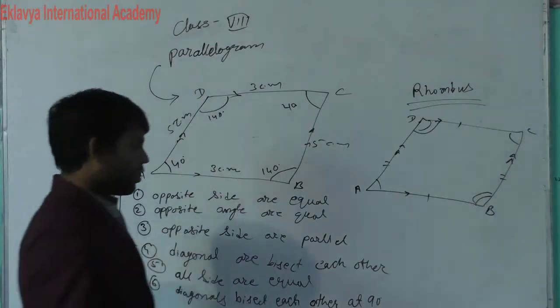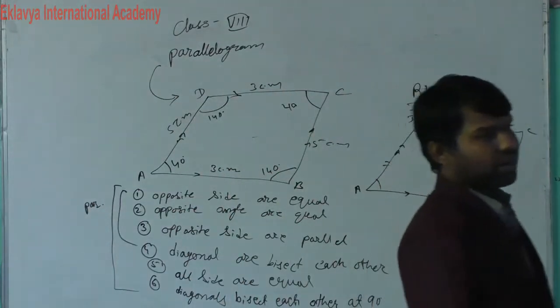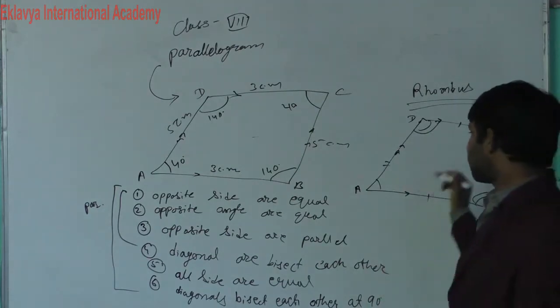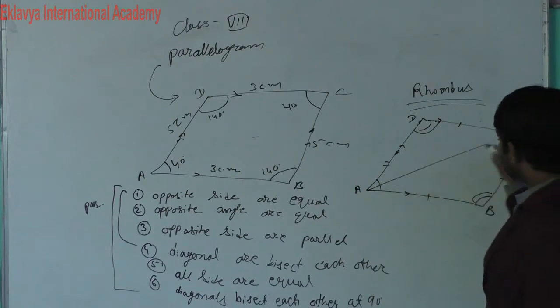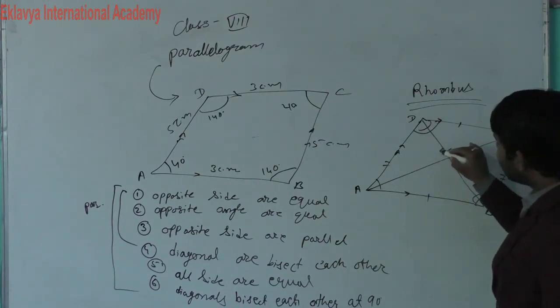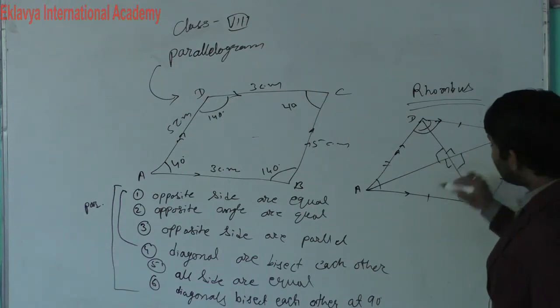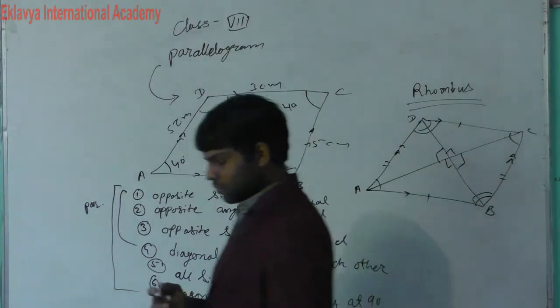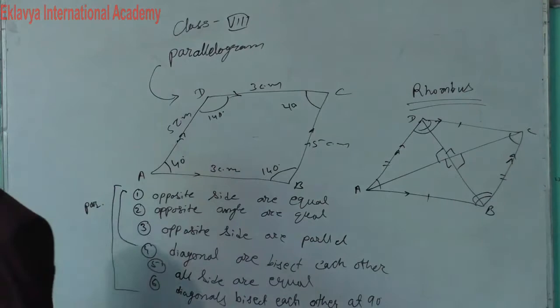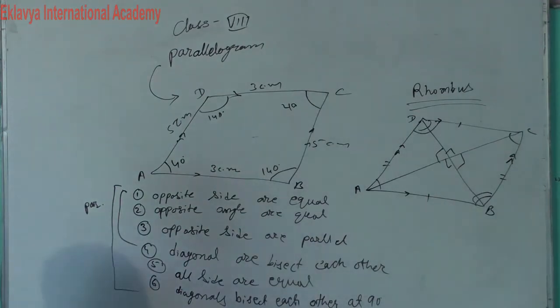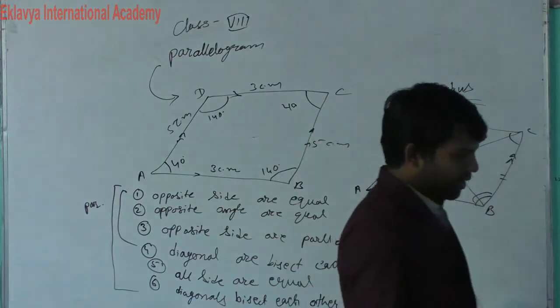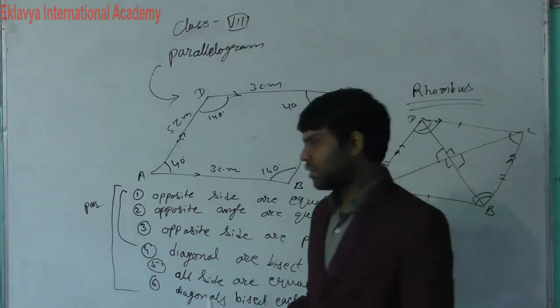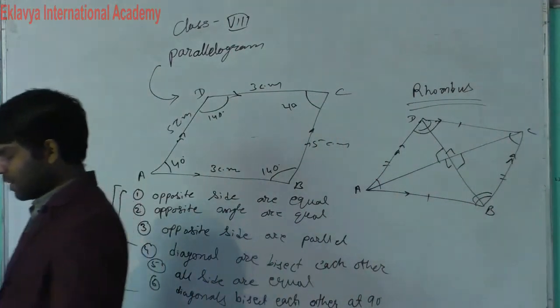So in the rhombus we have two more properties. The first one is that all sides are equal. It means in the rhombus all sides are equal and diagonals bisect each other at right angle. So if we draw the diagonals here, then they bisect each other at right angle. These two properties are different from the parallelogram.